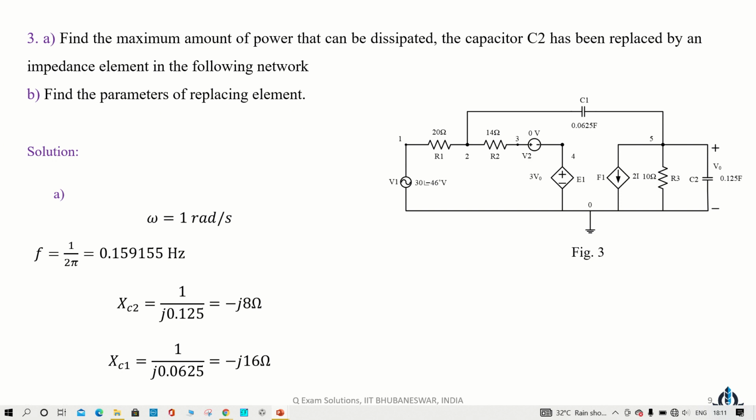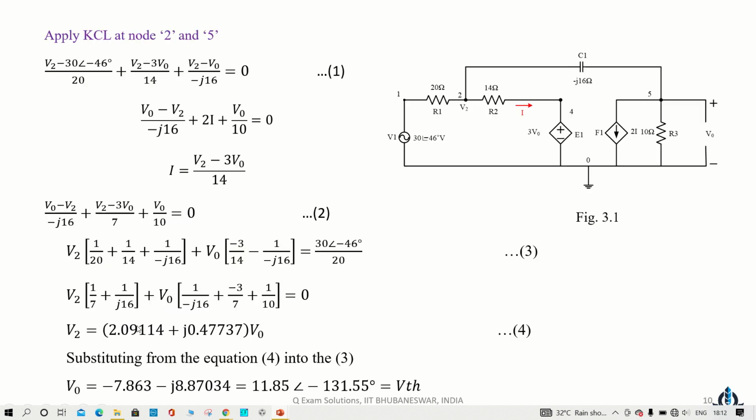But here the frequency is not given. If you want to find the impedance for the capacitor, the frequency is not given. So you can assume any frequency. So I have taken omega equal to 1. I need to calculate the impedance for X1 and C1 and C2, and apply simple KCL at node 2 and node 5. Here is node 2, here is node 5.